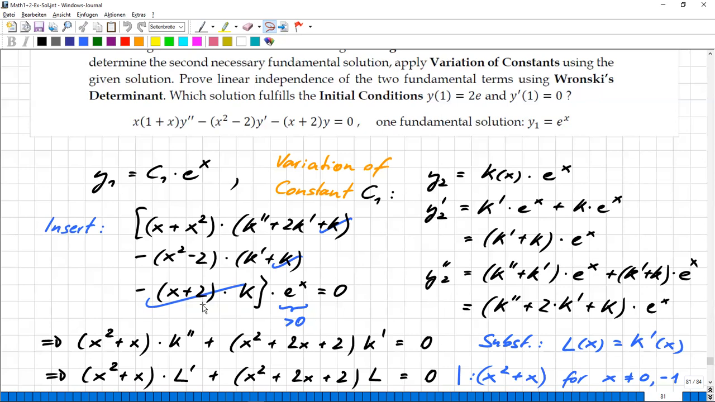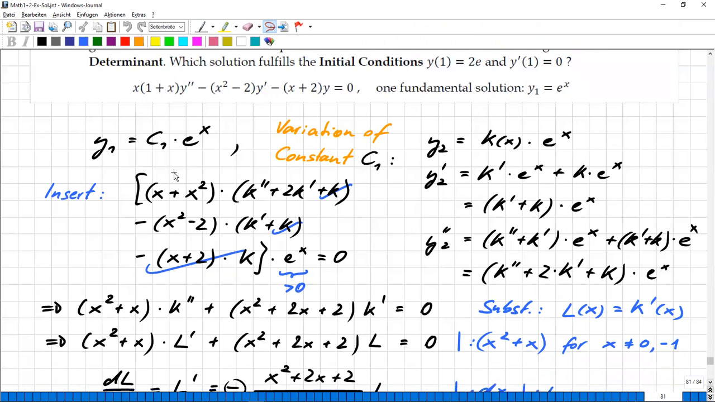So altogether, I can cross out every appearance of k, and since nothing remains here, I can also cross out the factor of negative x plus 2. So this goes away. But here it's important to keep the other terms. So what remains? It's this factor of x, I just resorted, x squared plus x in parentheses times k double prime plus.